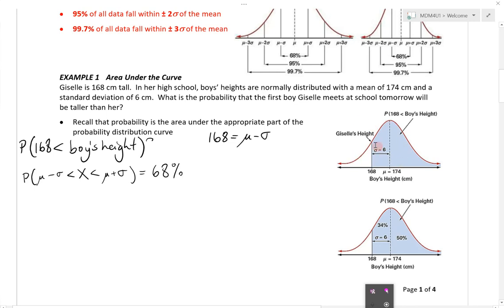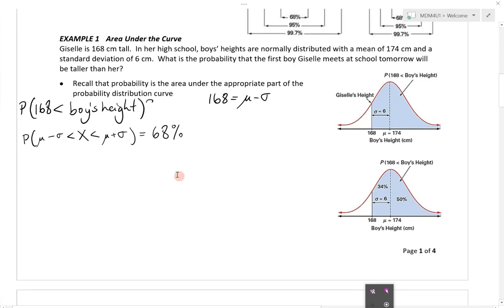This is true for any normally distributed graph, because the normal distribution is standardized. It doesn't matter that we're dealing with boys' heights here or weights or whatever. If it's modeled by a normal distribution, then within 1 sigma below and above the mean value, 68% of all your data will fall. Or you could say the probability that the boy's height is between 168 and the upper end, which would be 180, is 68%. We're going to use this fact to help us solve the original problem, the probability that Giselle's height is less than the boy's height.